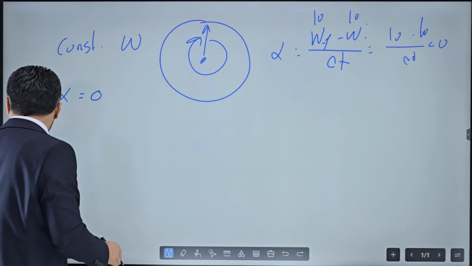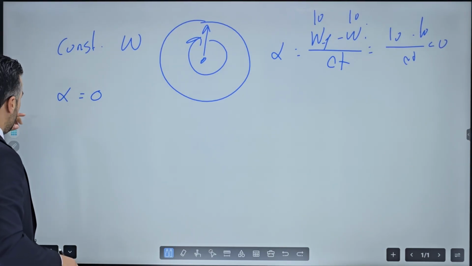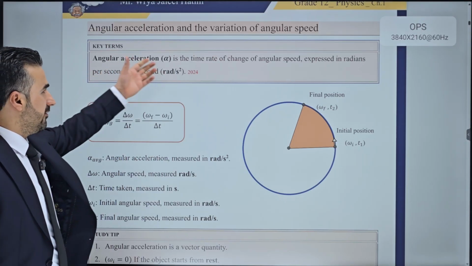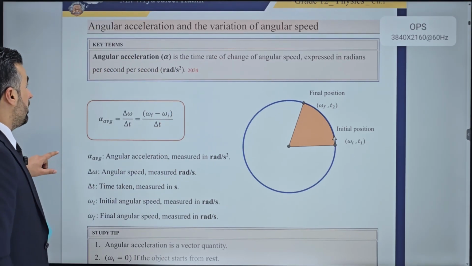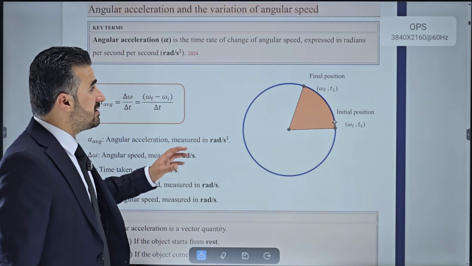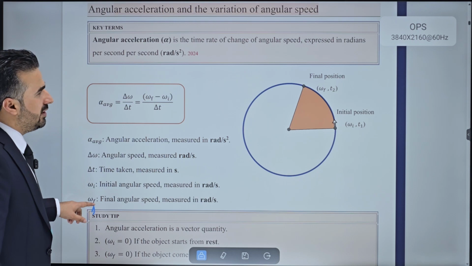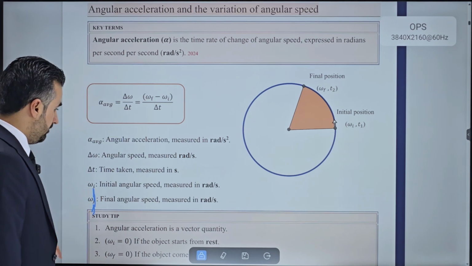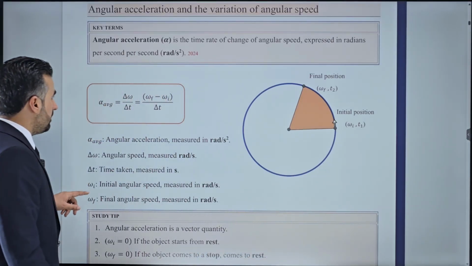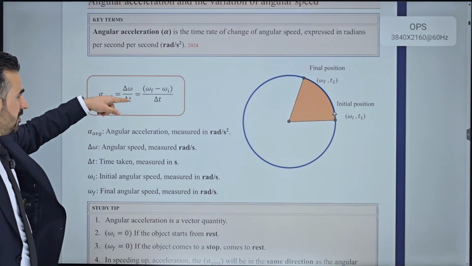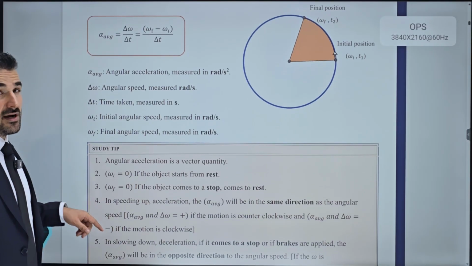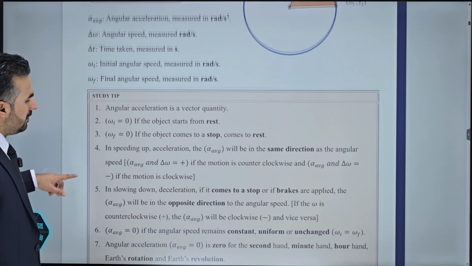Okay, now let's get back to where we left off, and continue with some other notes. Remember the definition, and of course it's been in WSATA recently as well. Angular acceleration is the time rate of change of angular speed. It is expressed in radian per second squared. That is first. Second, here's the equation. Average angular acceleration, alpha, is the change in angular speed divided by delta time. That is omega final minus omega initial divided by delta t. Good.